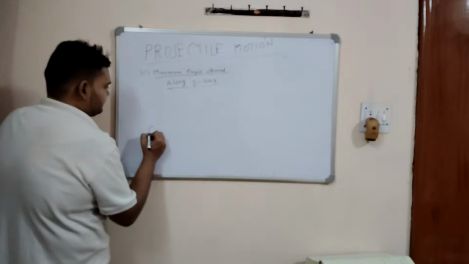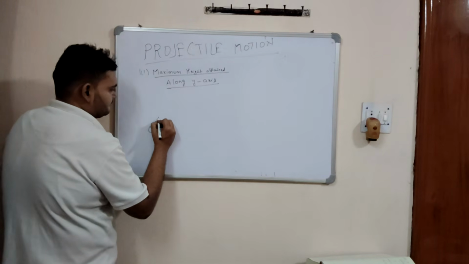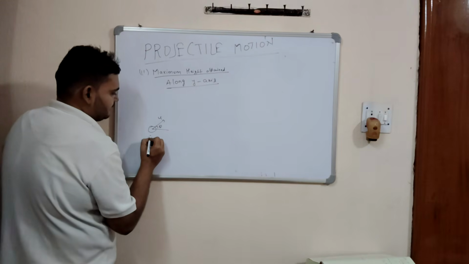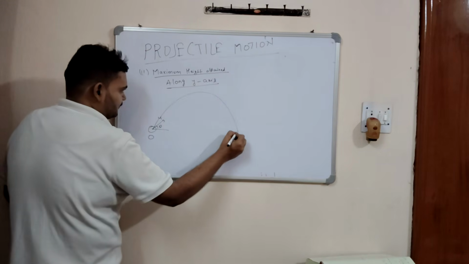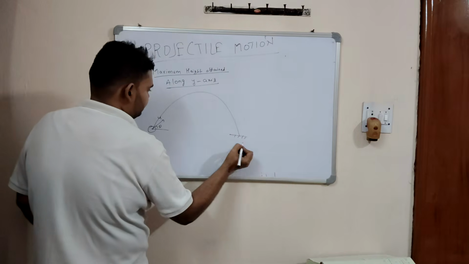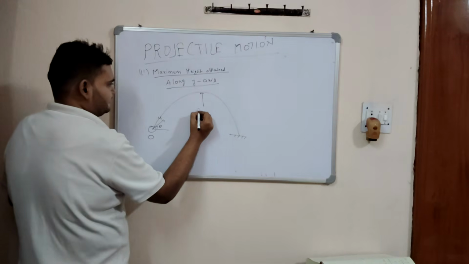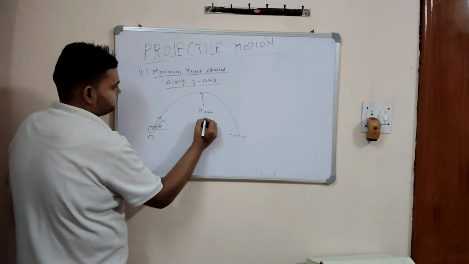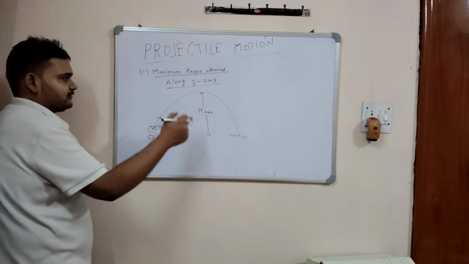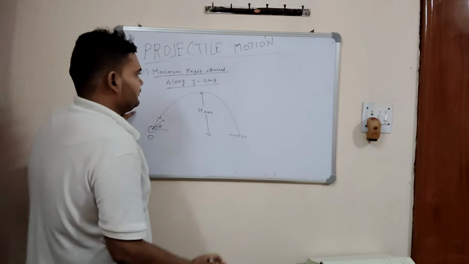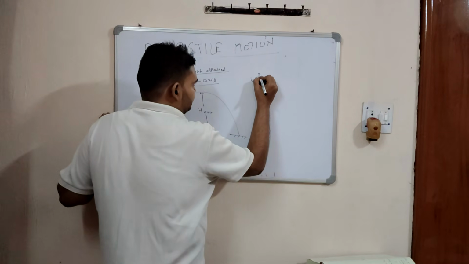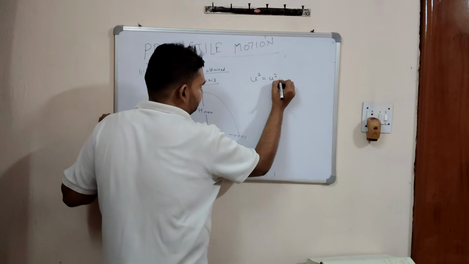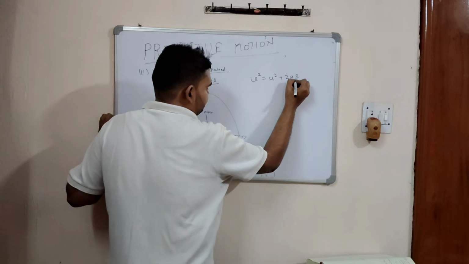So suppose the object is being thrown from here at some speed u and angle theta, and it comes down here and collides with the ground again. This is the maximum height attained, h max. We have to calculate h max. So along the y-axis, we know the equation of motion: v square is nothing else but u square plus 2as.